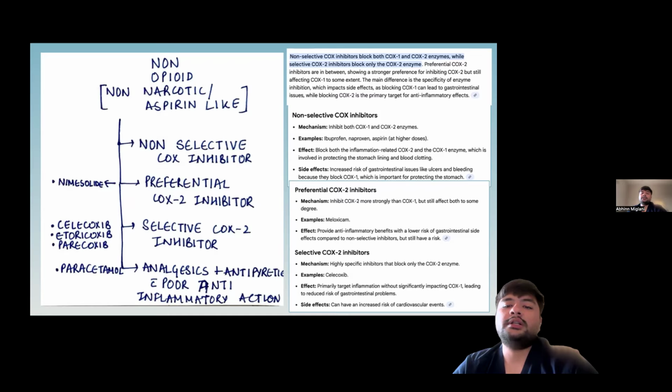So the non-selective COX inhibitors inhibit both COX-1 and COX-2 enzymes. Preferential ones inhibit COX-2 more strongly than COX-1, and the selective COX-2 inhibitors are highly specific inhibitors that block only the COX-2.